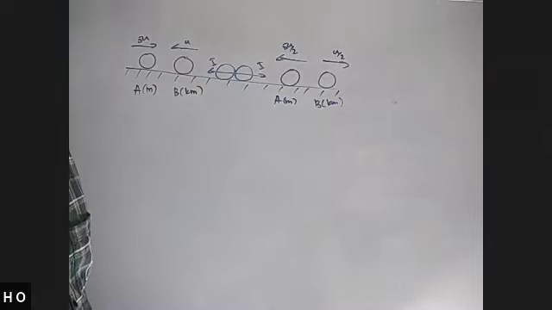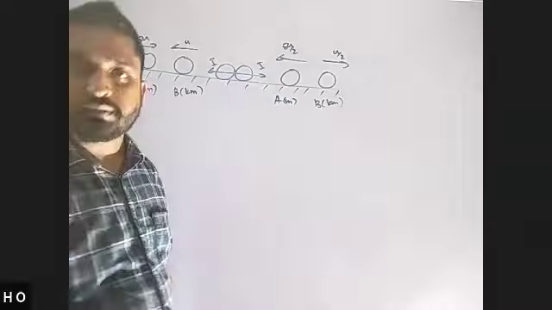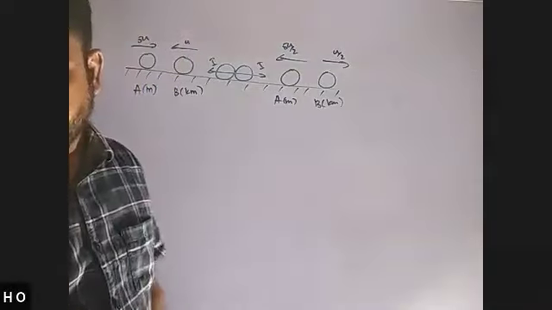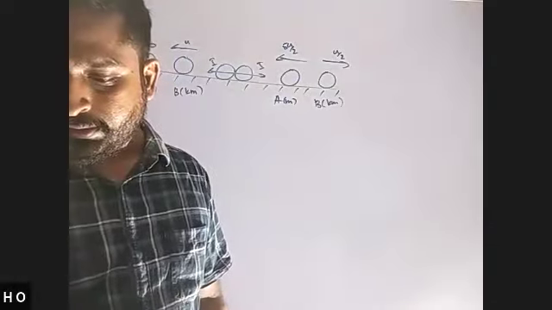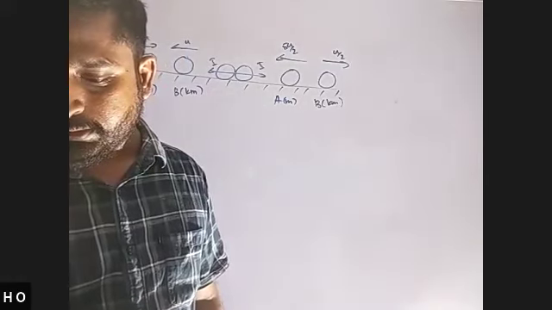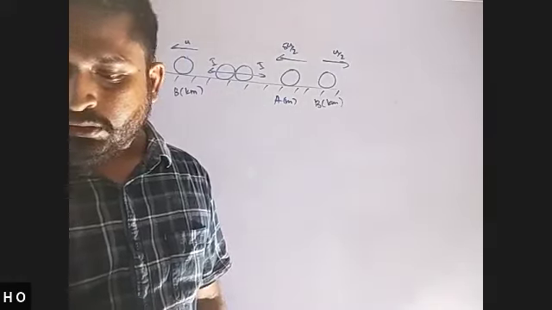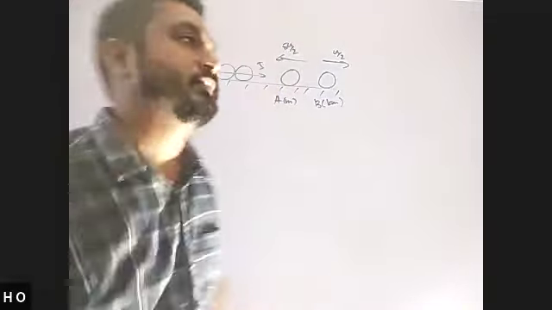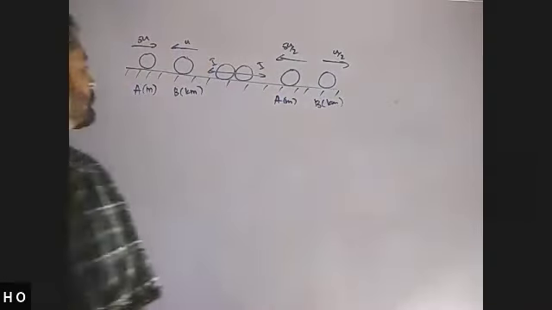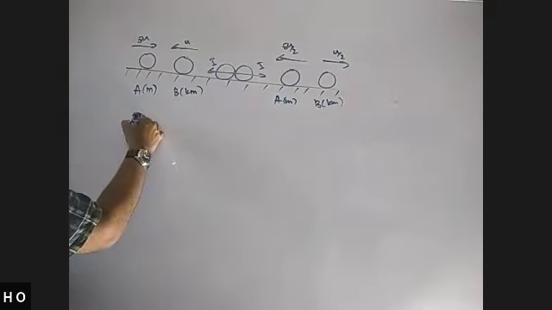Clear? They ask for the value of k, the coefficient of restitution e, and the impulse. Have they given e? No. Find the value of k, e and the impulse. We have to find 3. Right, so let us apply.